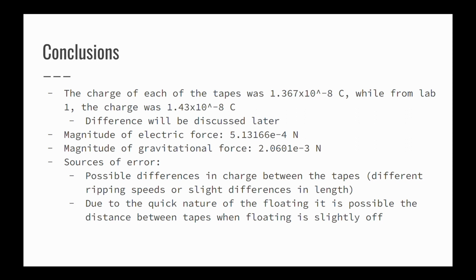The magnitude of the electric force, as determined by the code, was 5.13 times 10 to the negative 4 newtons, and the gravitational force was 2.06 times 10 to the negative 3 newtons. Possible sources of error that we have are the possible differences in charge in the two tapes. There are some differences that can come with handling, and due to the quick nature of the floating, it's possible the distance between tapes when floating was slightly off.